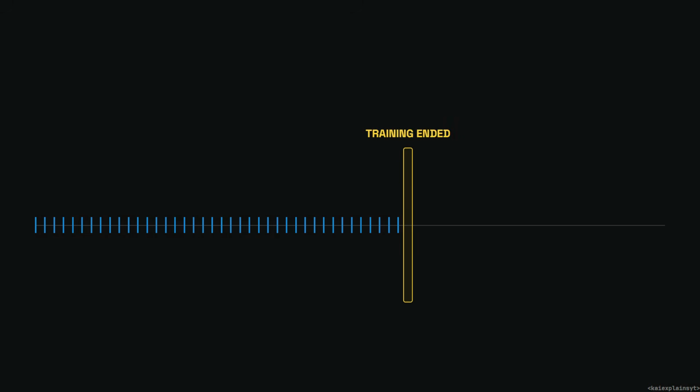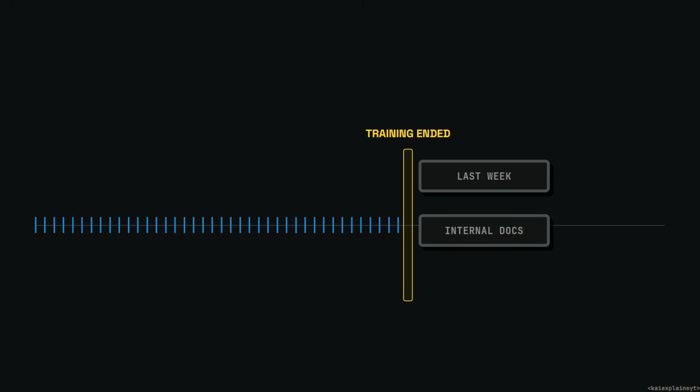A regular AI model was trained on data up to a certain date. It knows a lot, a remarkable amount, actually, but it doesn't know what happened last week. It doesn't know the contents of your company's internal documents. It doesn't know anything about that PDF you just uploaded. Its knowledge is frozen at the point when training ended.